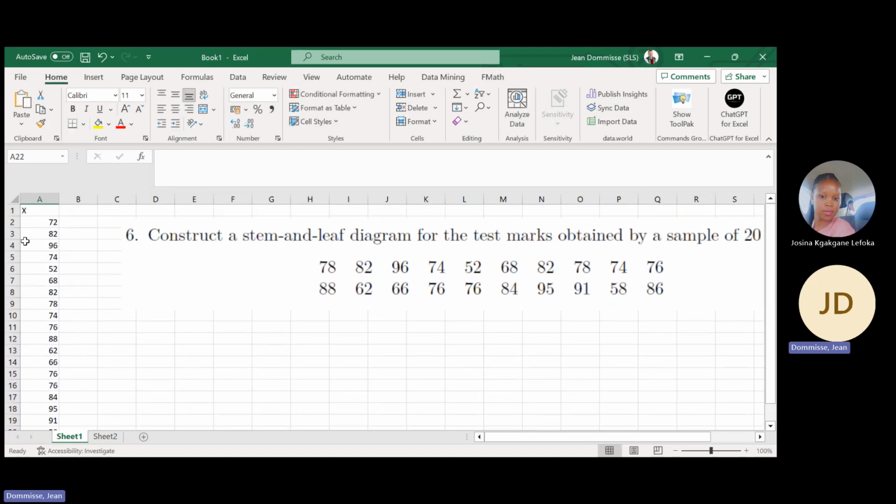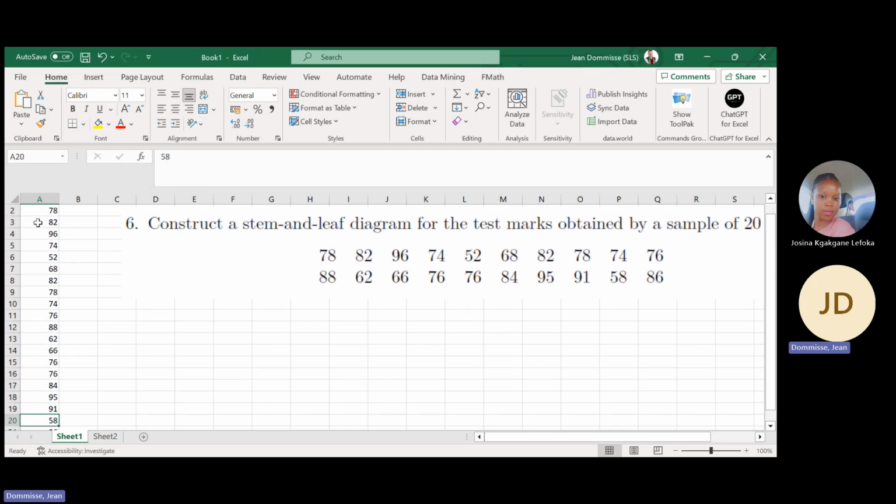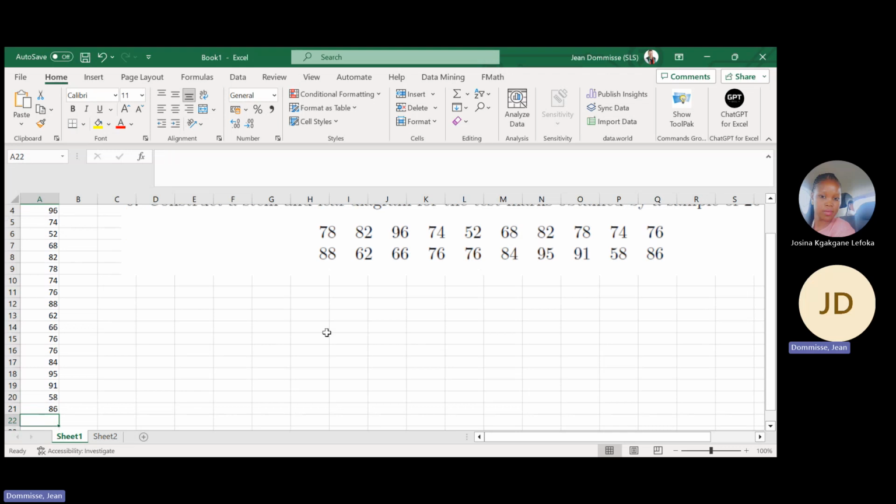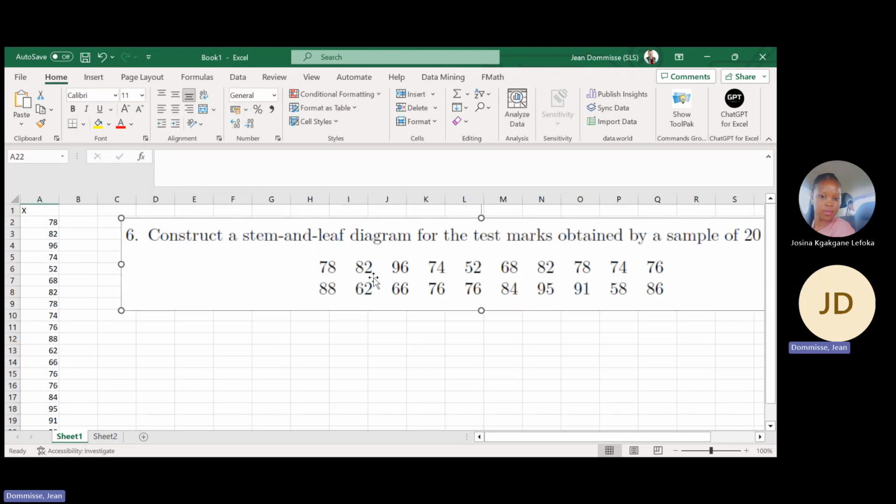So I'm just quickly going to check 70. So already I made a mistake there. It was 78. 78, 82, 96, 74, 52, 68, 82, 78, 74, 76, 88, 62, 66, 76, 76, 84, 95, 91, 58, 86. Cool. Okay, so we've covered all the data.